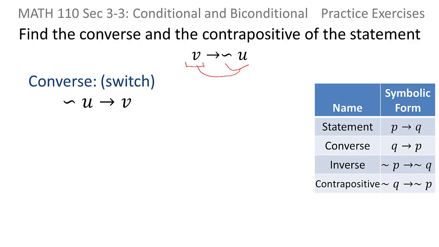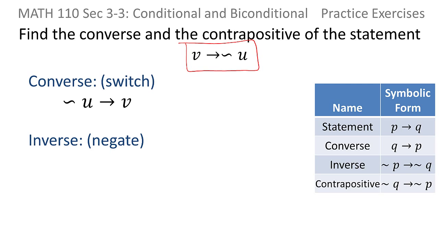They didn't ask for the inverse, but because it's so easy and it's just a flow of things, let's go ahead and find the inverse as well. Remember, the inverse negates. So you're looking at the original statement, V implies not U. The negation of V is not V, and the negation of not U is U. So the inverse of V implies not U is not V implies U.